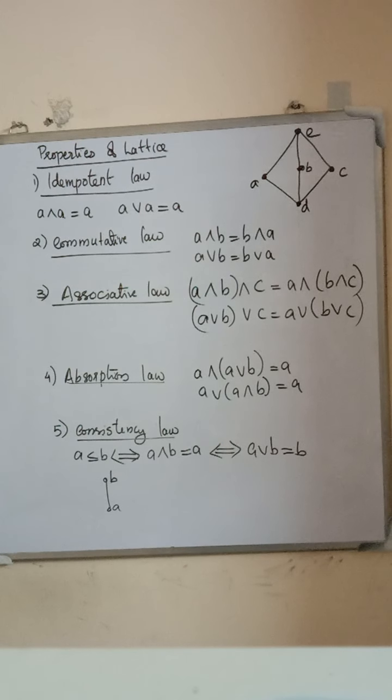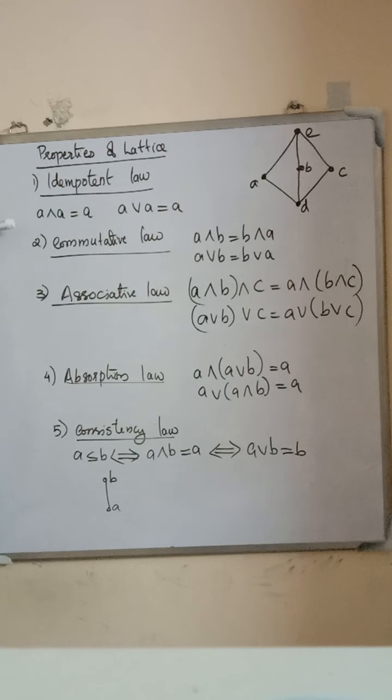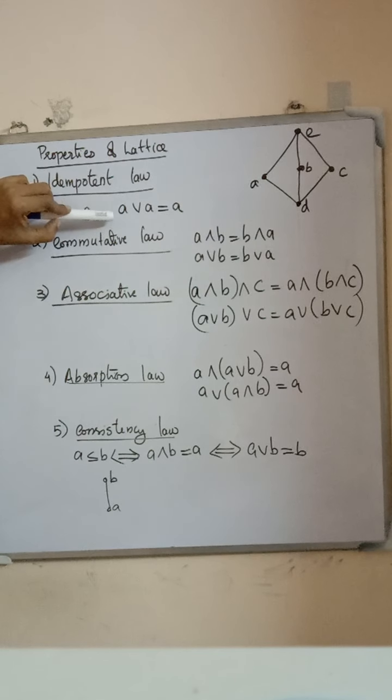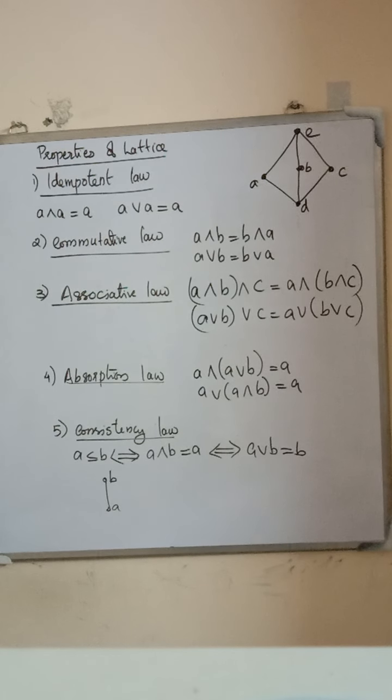Next, properties of lattice. First is the idempotent law. A meet A equals A and A join A equals A. We know that A meet A is the greatest lower bound of A and A. Definitely the greatest lower bound of A and A is A. Also A join A is the least upper bound of A and A. The least upper bound of A and A is A itself.